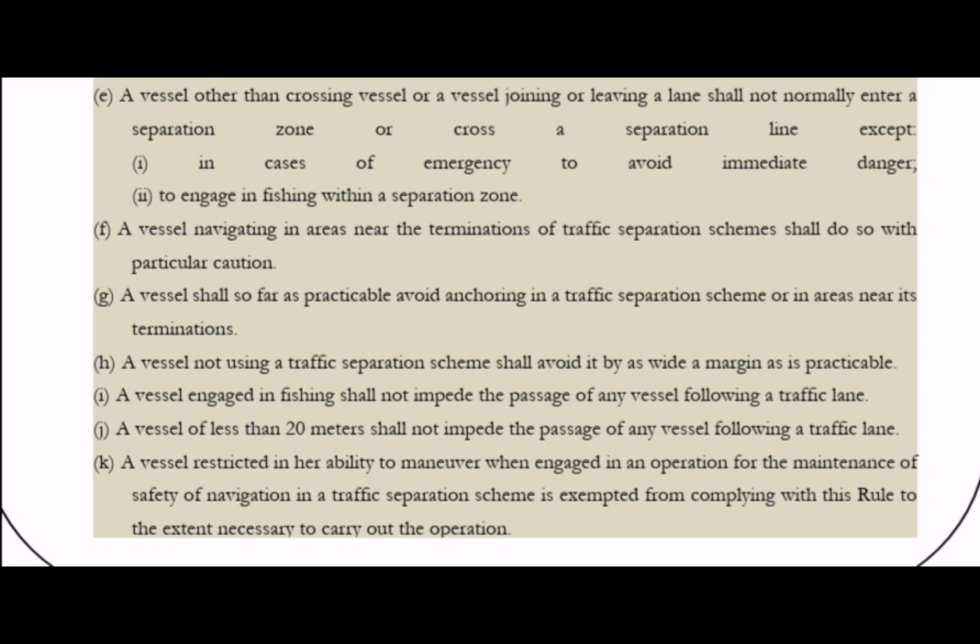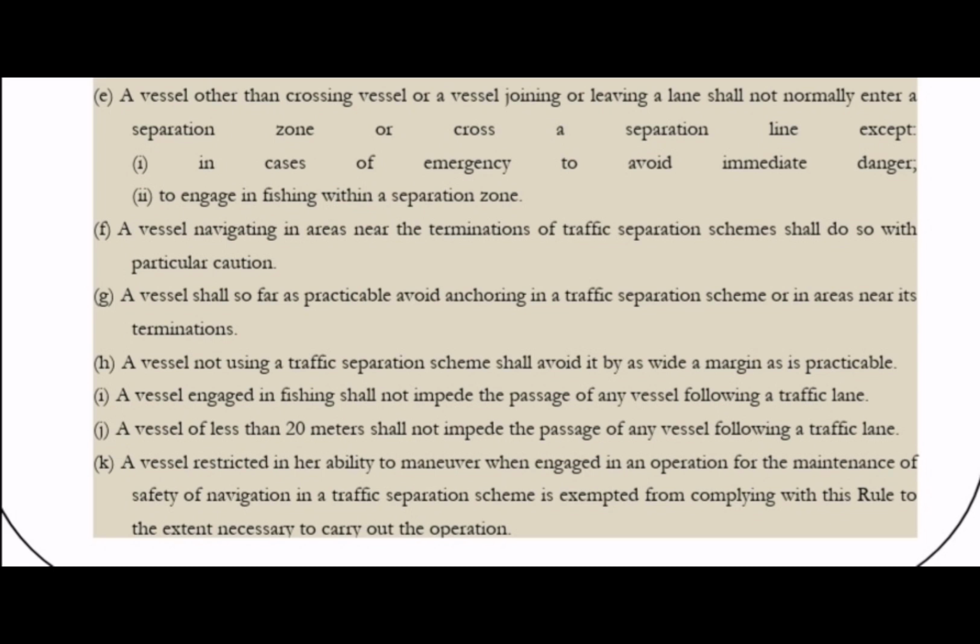So for those paragraphs, it tells that if there is a crossing vessel, they have the right to cross the separation zone in case of emergency to avoid immediate danger, or if they have to go fishing, should I say, to engage in fishing in the particular area which is inside the traffic separation zone, or the traffic separation scheme.